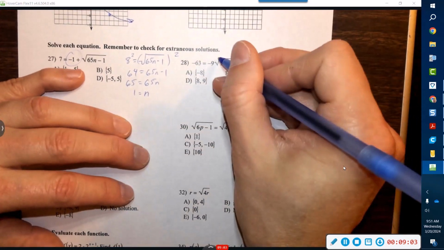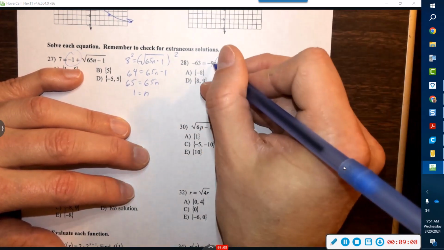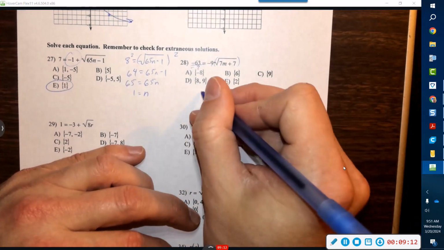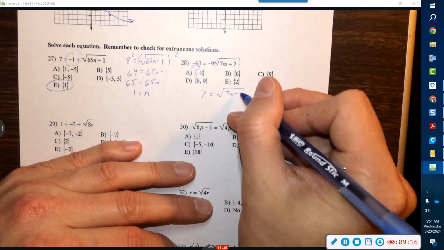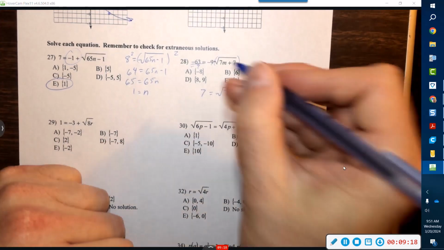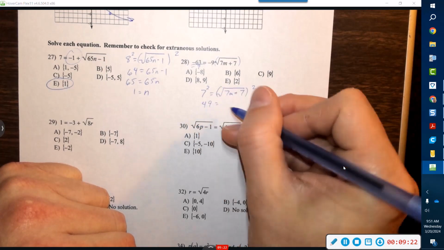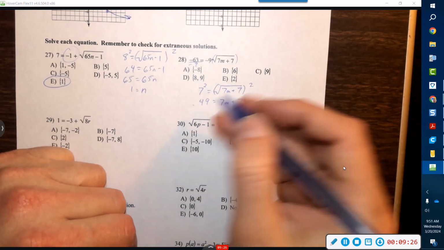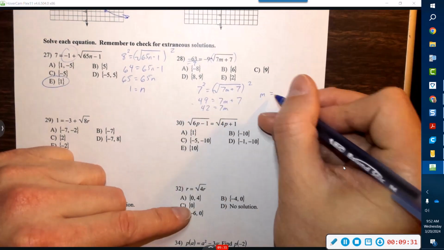Okay, now we do not have the radical by itself for us to square. We got to get rid of this guy. He is attached by multiplication, so I will divide. That actually gives me 7. So that 7 equals the radical 7m plus 7. Let's square both sides. Now the radical is free, so I get 49 equals 7m plus 7. Over here, 7, that's going to be 42. Divide by 7, m equals 6.